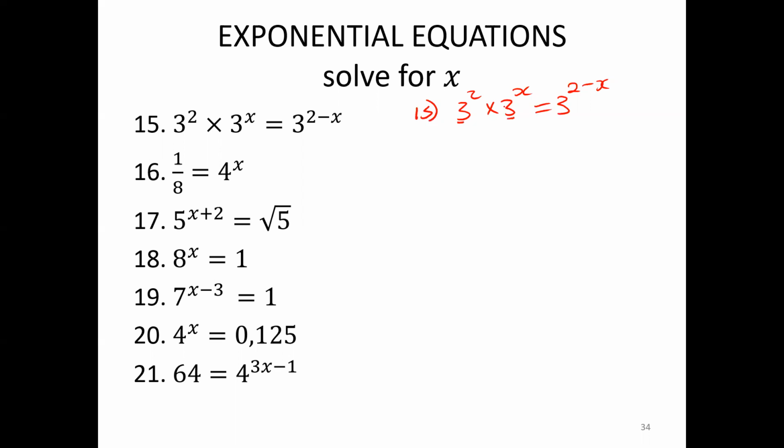you need to write it as a single base, but when you multiply the bases that are the same, you add the exponents. On the left-hand side, I will end up having 3 to the exponent of 2 plus x is equals to 3 to the exponent of 2 minus x. Once the bases are the same, drop them and equate the exponents. Now solve for x by transposing.